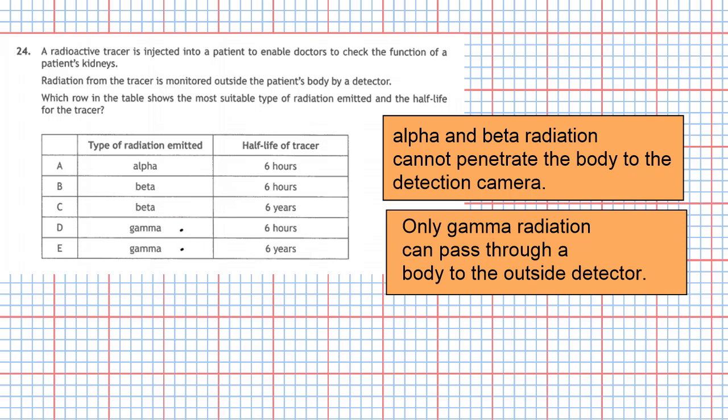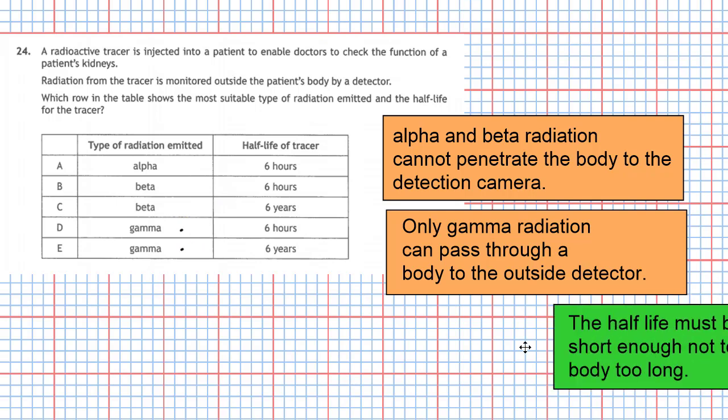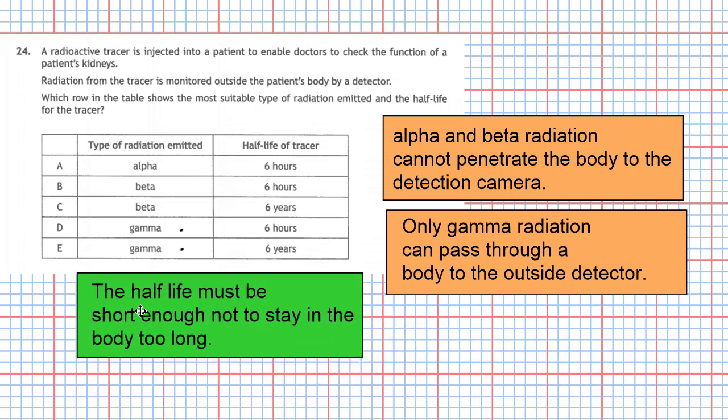Now, the other key thing about tracers is that the half-life of the tracer must be short enough not to stay in the body too long. So we're looking for something at hours rather than years. So the response looks like it's going to be D. So type of radiation emitted, gamma, half-life of the tracer about 6 hours. So 24, answer D.